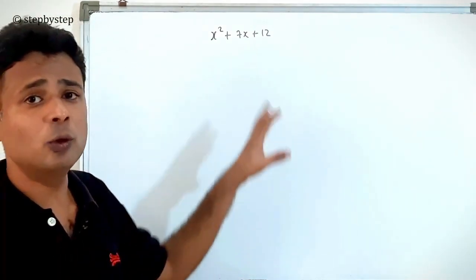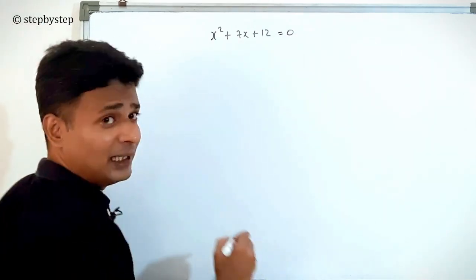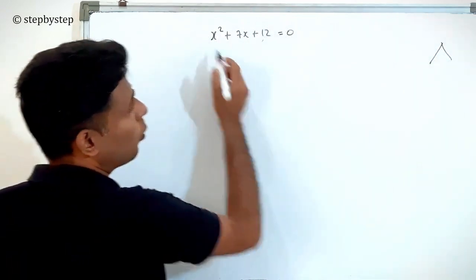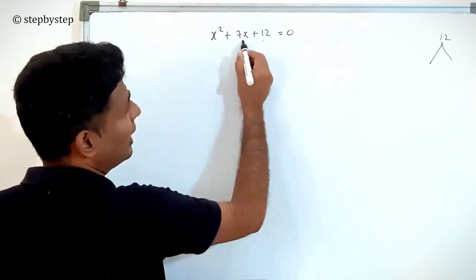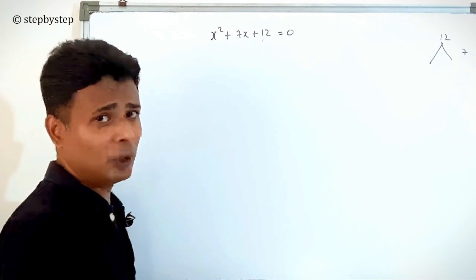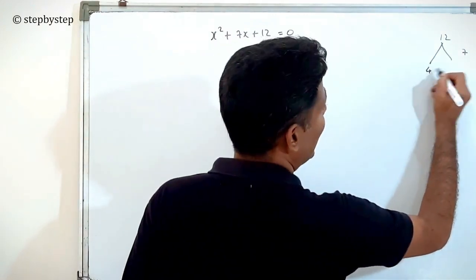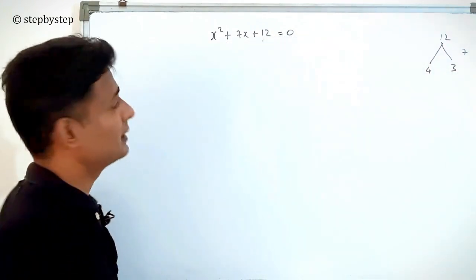So first what we need to do is find the roots. So I'll put it equal to 0, right? Now when you multiply, you should get 12 into 1, that is 12. And when you add, you should get what is in the middle, that is 7. So two numbers, pause the video and try to think. The two numbers are 4 and 3. 4 into 3, 12, 4 plus 3, 7.